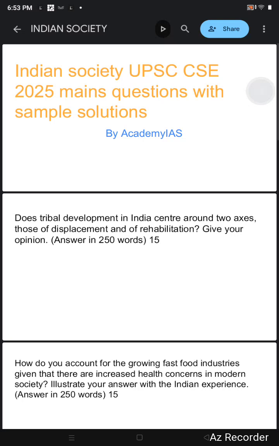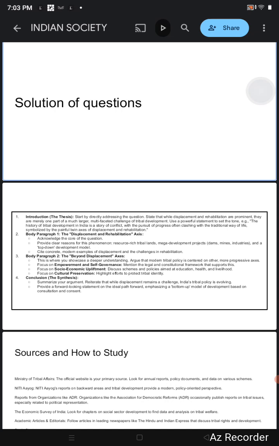Next, coming to the body paragraph of the answer writing, that is beyond the displacement acts. Yes, we talked about displacement and rehabilitation challenges. Then we have to write, this is where we showcase a deeper understanding: argue that modern tribal policy is centered on more progressive acts.